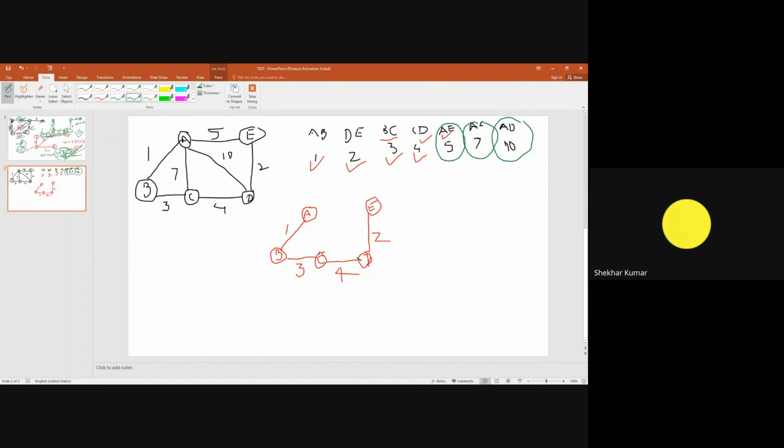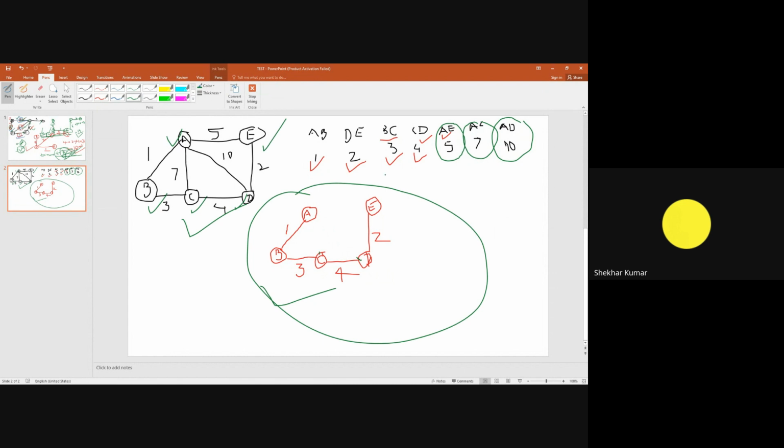So in the final minimum spanning tree that is obtained from the given weighted graph, this one, it covers all the vertices. It is covering A, B, C, D and E with the help of 4 edges. And the cost associated with this is 1 plus 3 plus 4 plus 2, and this cost is your 10.